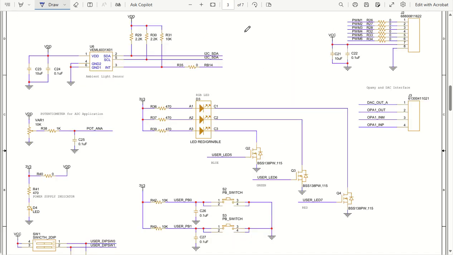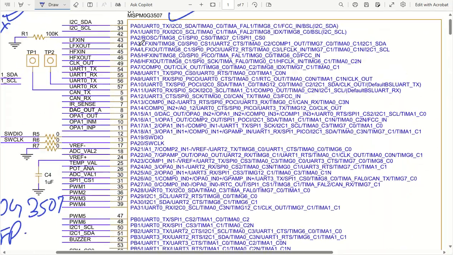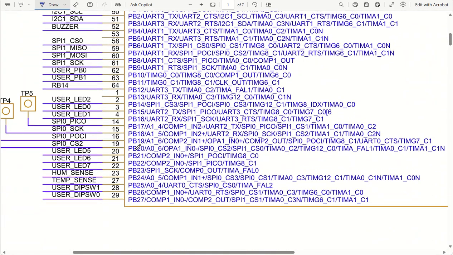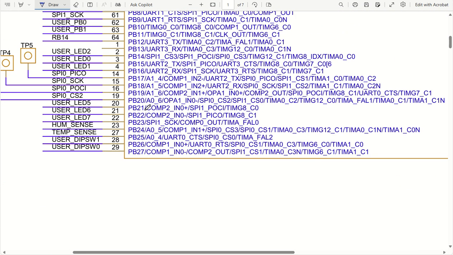All right, now we will get into the circuit designs. So let's start with the circuits. As you can see, the symbol has been designed in such a fashion that since it has only one port, the PA port, PAX can be considered as port A 0, 1, 2, 3 and so on. All the pins have been arranged port-wise, port A 0, 1, 2, 3, up to around 31. Then we have port B, from 0 to 27. So it has been arranged like that.